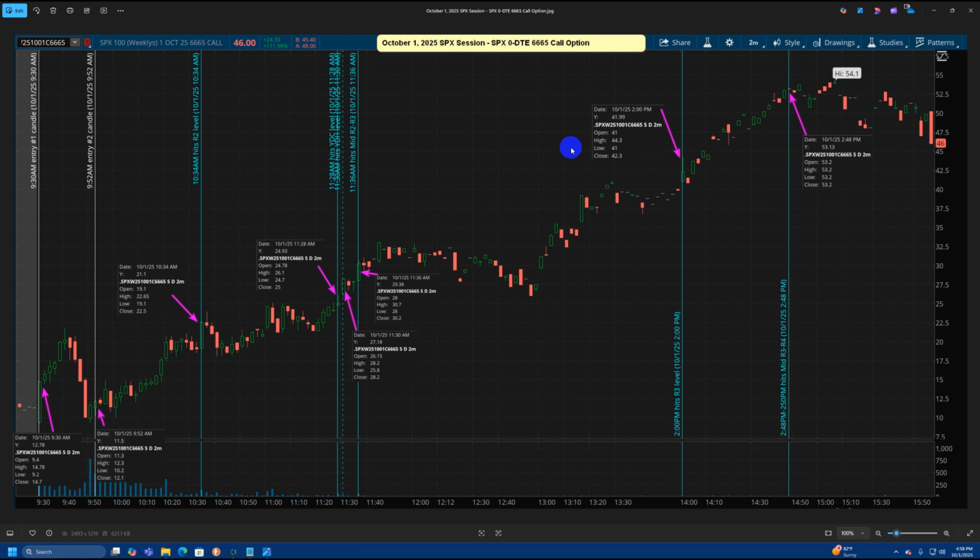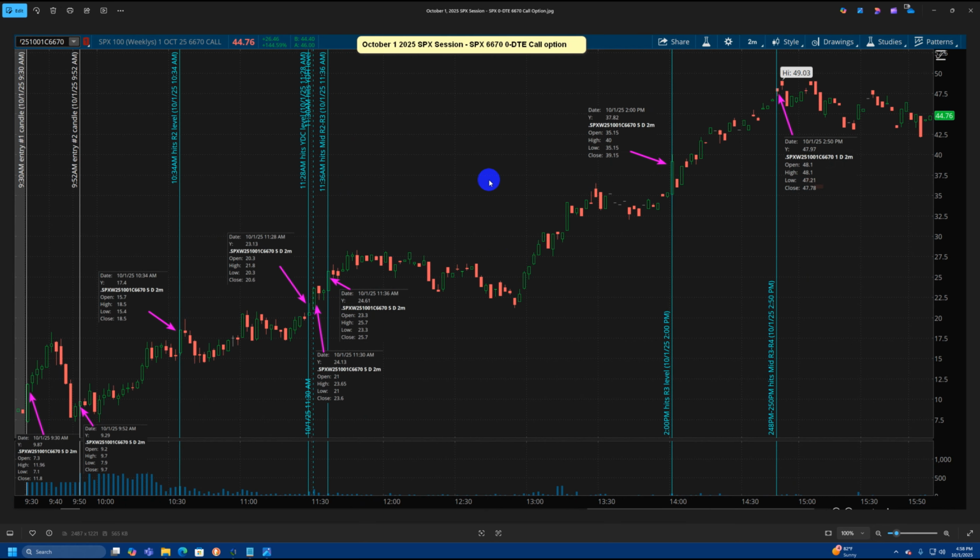Next, we'll take a look at the furthest out of the money option, which was your cheapest alternative for the entry at the 9:30 a.m. candle. Okay, so here is the 66.70 0 TTE call option. This was going to be your cheapest option to get into on our 9:30 a.m. entry candle. As you can see here, this 9:30 a.m. candle, on the close of that candle, it's $11.80.